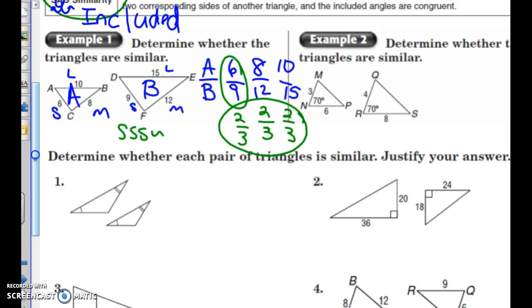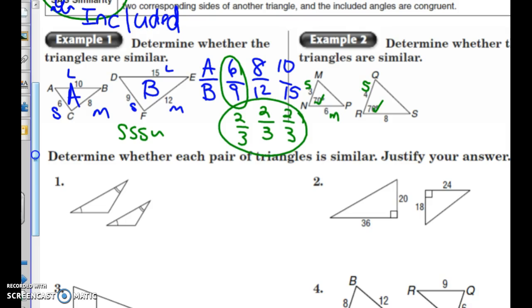Side, angle, side. Is the angle touching both sides? Yup. In both triangles? Yup. Are the angles the same? Yes. Okay, so now I have my small and my medium.